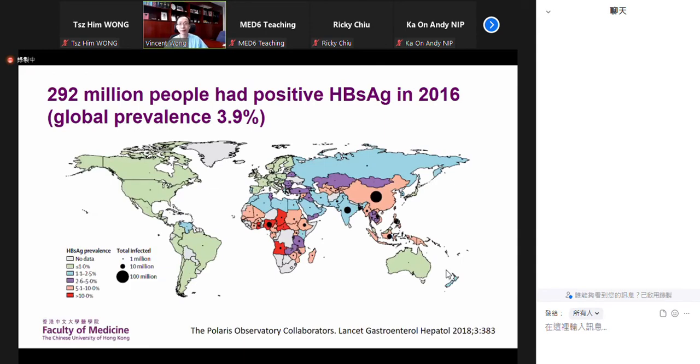This is very common. According to the last systematic review and meta-analysis in 2016, we know that close to 300 million people worldwide had positive HBsAg, translating into a global prevalence of 4%. In Hong Kong, according to the latest data, we know that around 6 to 7% of the general adult population would have positive HBsAg. Of course, among individuals younger than the age of 30, the prevalence of HBsAg would be rather low, in fact, less than 1%, mainly because of universal vaccination.